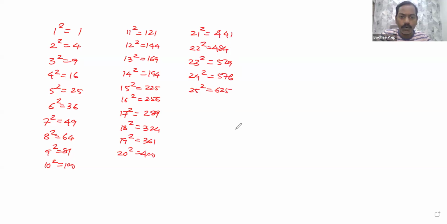I hope that you might be knowing more than half of it. Some of these squares, if you don't know them, then definitely you can just learn them. If you know this, then definitely you can find the square of any number, as I said, from 1 to 125. Right? So from 1 to 25, obviously you have to remember them.